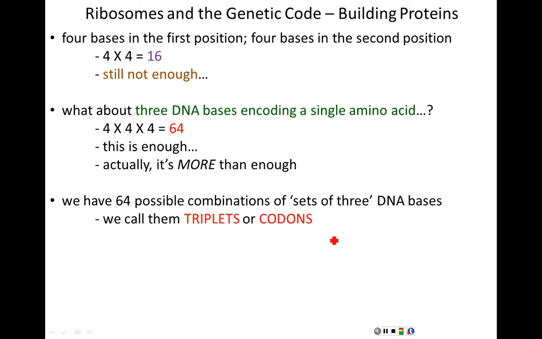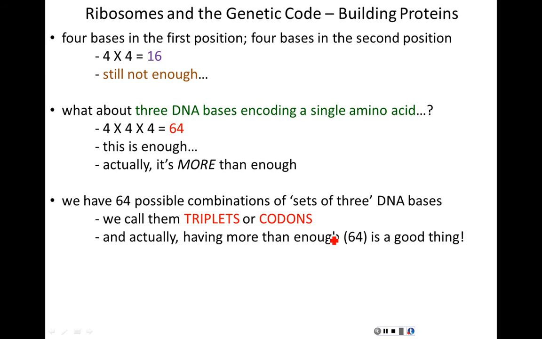There are 64 different possible combinations or sets of 3 DNA bases. What we mean by combinations is you can have AAA, you can have ATA, you can have AGG, you can have AGA. There's 64 of those, and we call them triplets because they are groups of 3. We also refer to them as codons because these 3 nucleotides code for one amino acid. And again, having more than 20, having 64 is a good thing.